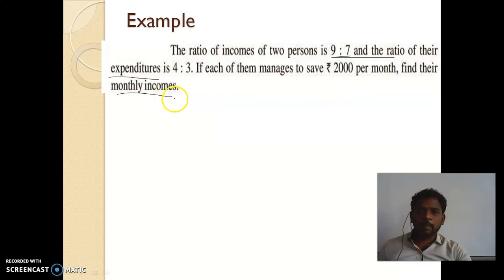So they're asking to find out monthly income. So I'm going to take income as x value. And similarly expenditure, that is E, so expenditure as y value here. Okay, so what about the income ratio here? The ratio of incomes of the two persons is 9:7.